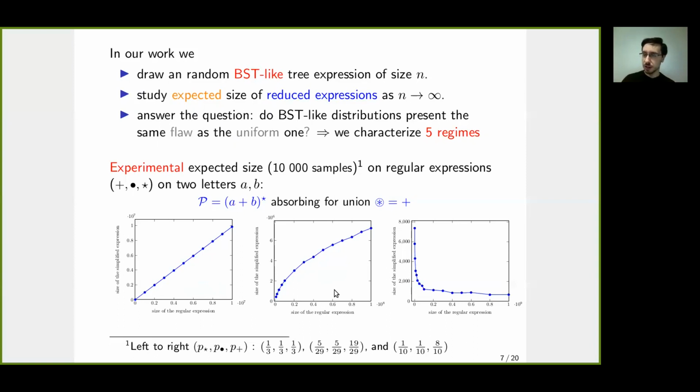In this second case, there's a sublinear regime, and there's a kind of strong reduction, but still the size after reduction tends to infinity. And in this last regime, we have a constant size. So this is a degenerated regime, as in the case of uniform expressions. And the other 2 regimes that don't appear here are transitional regimes between these 2 and these 2.